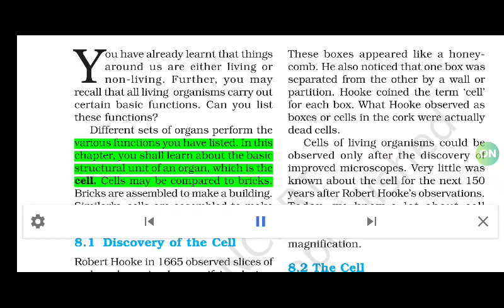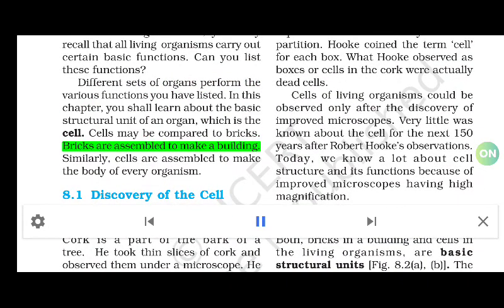Cells may be compared to bricks. Bricks are assembled to make a building. Similarly, cells are assembled to make the body of every organism.